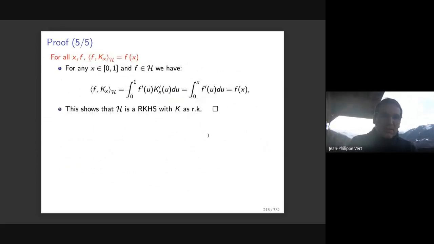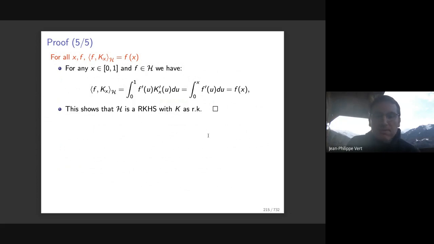Finally, the last thing we have to prove is that for any function f in capital H and for any x, we should have the reproducing property that the inner product of f and kx should be equal to f of x. How do we get that? Well, we just compute it. We compute the inner product between f and kx. By definition, this is the integral between 0 and 1 of the derivative of f times the derivative of kx.